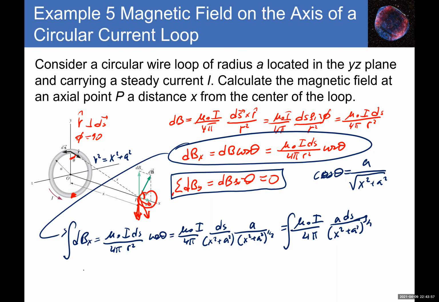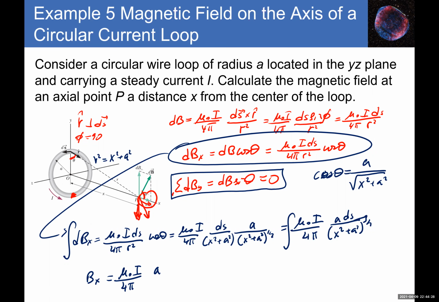Now from here, what I can see is that if I go and integrate both sides, the left side is just going to be dBx. So the integral of dBx will just give me Bx, the x component of that. The right side, mu naught I over 4 pi, is the obvious choice to take out of the integral. But also, you can see a itself is a constant, it's just the radius. I can remove that as well. I can also remove (x squared plus a squared) to the 3 halves.